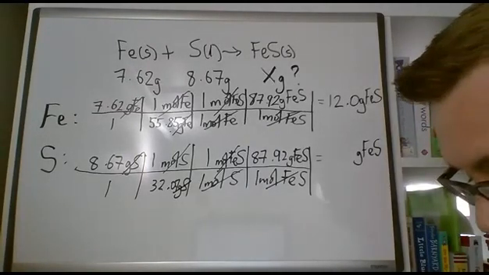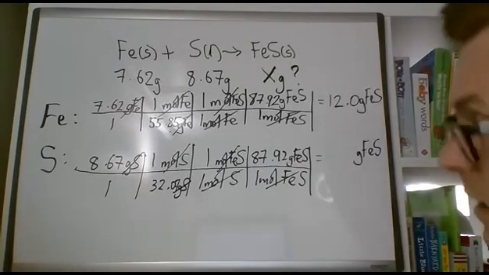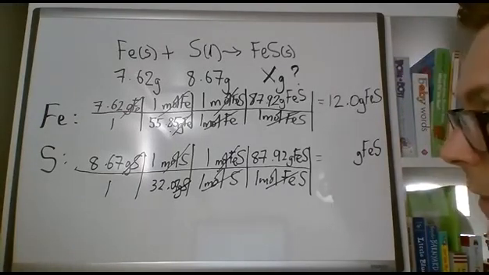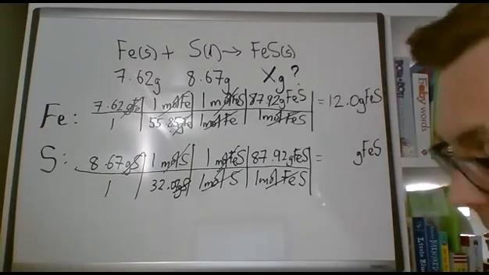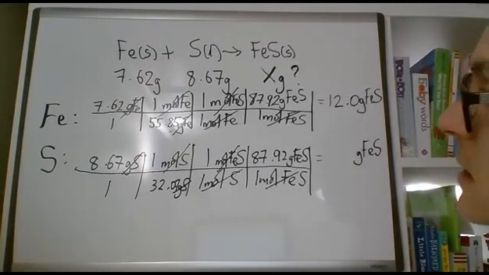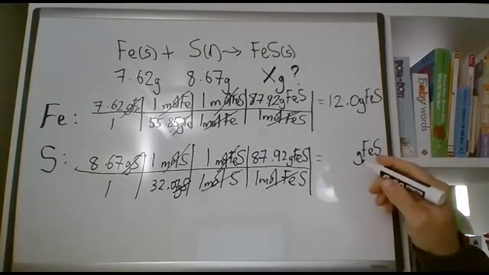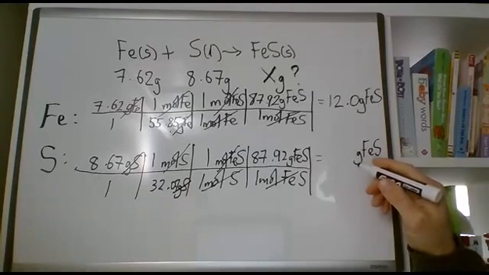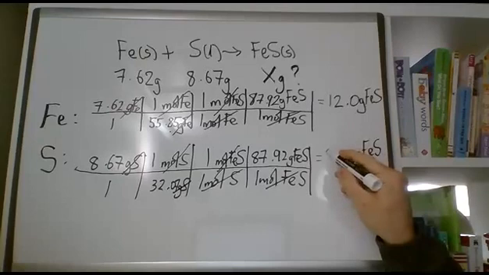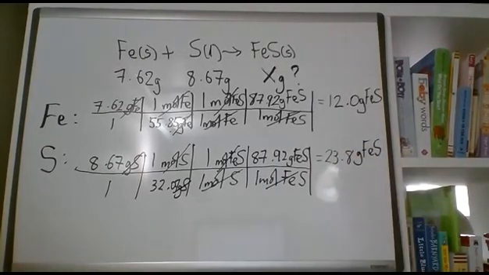So I've got 8.67 multiplied by 87.92 and then divided by 32.07. So this is 23.8. This is 23.8 grams.